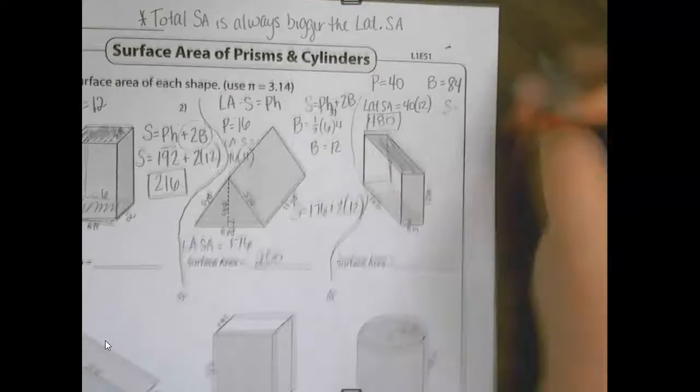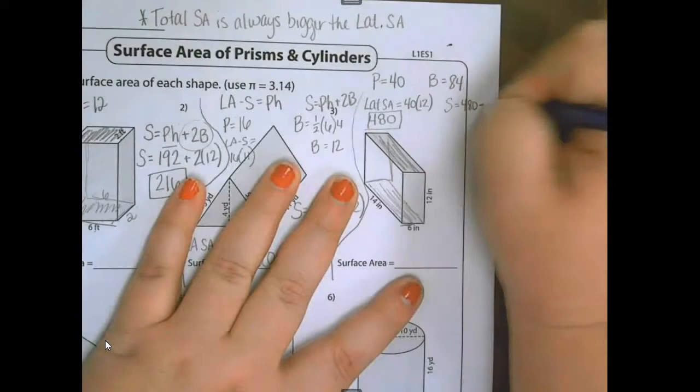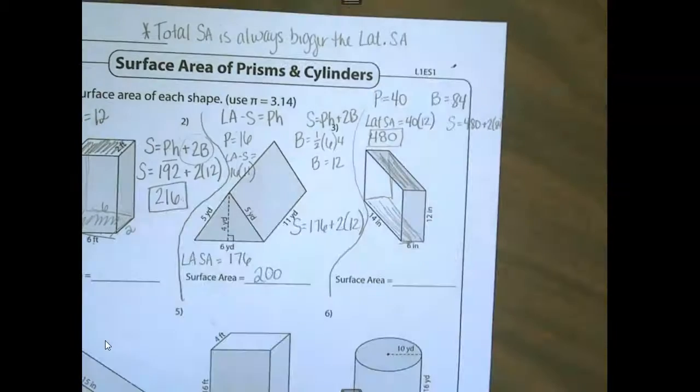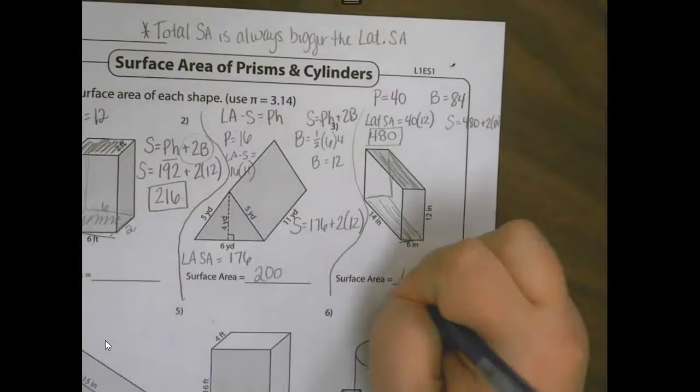Total surface area is going to be P times H, so that 480, plus 2 times my base, which is 84. So I'm going to do 480 plus 2 times 84 in my calculator, and I get 648.